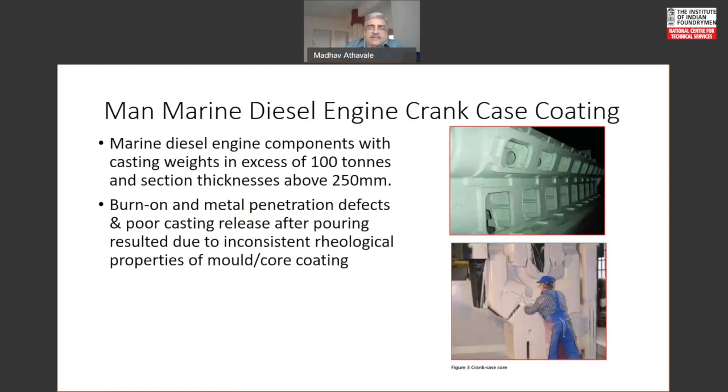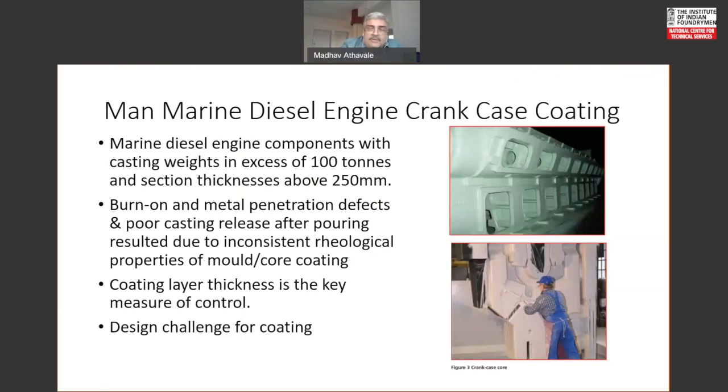Now, as this foundry was making these castings, it's a European foundry, they were facing problems of burn-on and metal penetration defects, and poor peel-off. Poor casting release, another word used is peel-off from the mold. That was essentially because of improper mold and core coating rheologies. Now, in such cases, coating layer thickness is the key control measure. So, as the case study says, this particular manufacturer and the supplier, Paseco, worked as a team to overcome the problems of burn-on and poor metal penetration, etc., that they were facing.